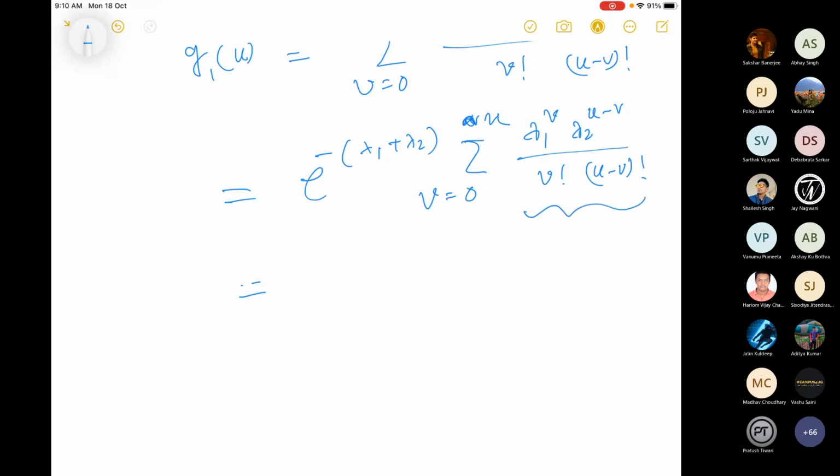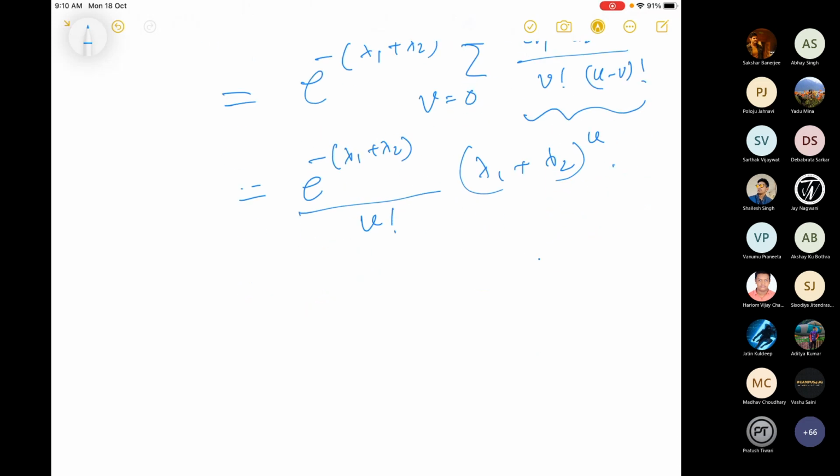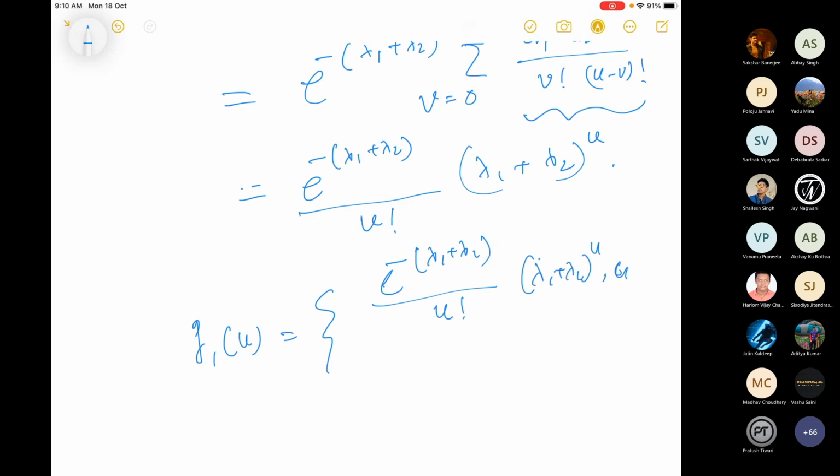So you can have this. This is just a formula, right? This is a binomial formula. So this is lambda 1 plus lambda 2 to the power u, and there will be factorial u here. So basically what is happening is g1 of u, the PDF of u, is e to the power minus (lambda 1 plus lambda 2), divided by factorial u, times (lambda 1 plus lambda 2) to the power u, for u equal to 0, 1, 2 up to infinity, and 0 otherwise.